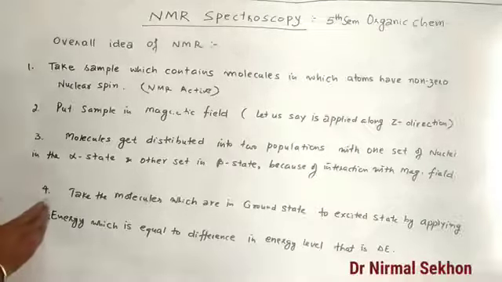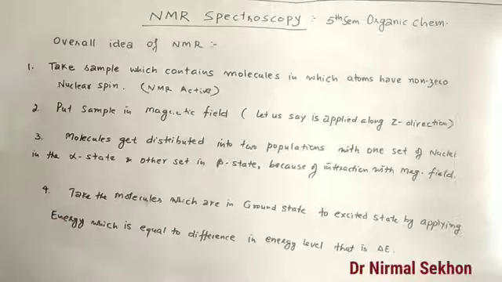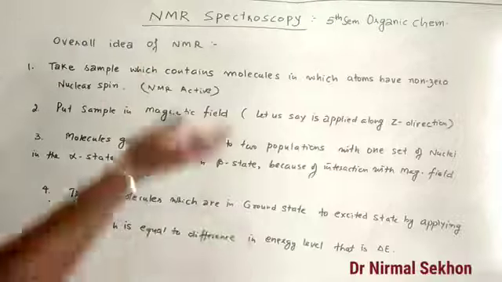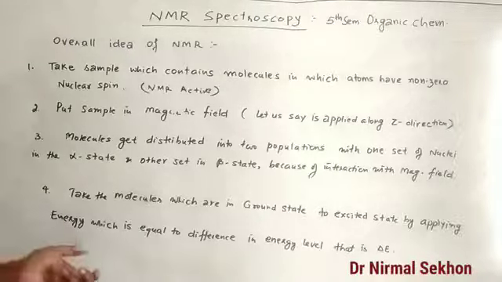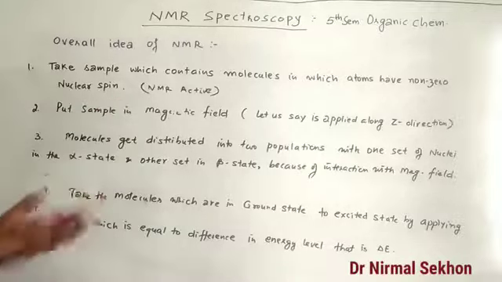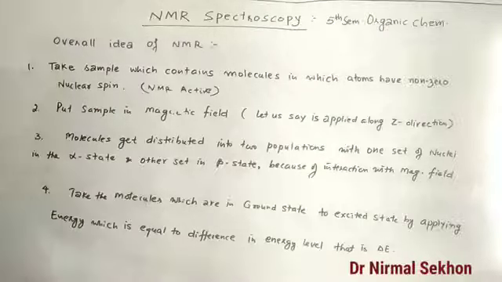The last step is to take the molecule from the ground state to the excited state. This is called flipping of spin. We have to take the molecule from the ground state to the excited state by applying energy, and the energy we use is radio waves. When this transition takes place, when the molecules go from the alpha to the beta state, energy is absorbed. The more energy absorbed, the more sensitive the NMR spectroscopy is. So in the next topic we will discuss how the sensitivity can be increased.